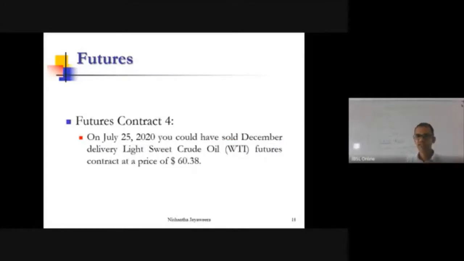Contract 4 is again the opposite, on the oil forward. You sold December delivery at 60.38. You bought it at 59.51. Now you are selling it at 60.38. You make a profit.